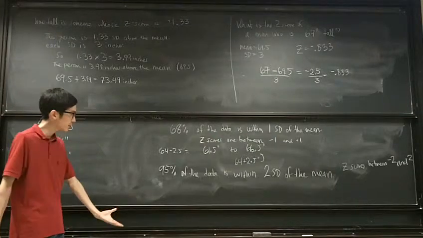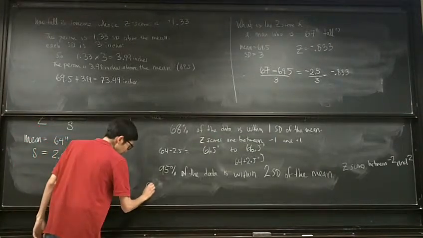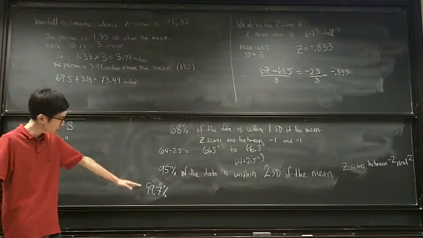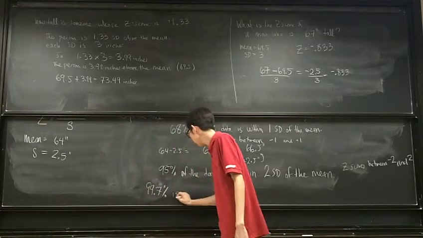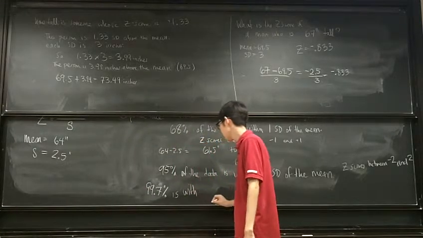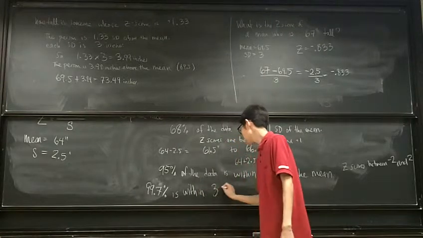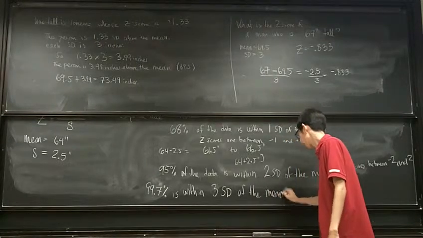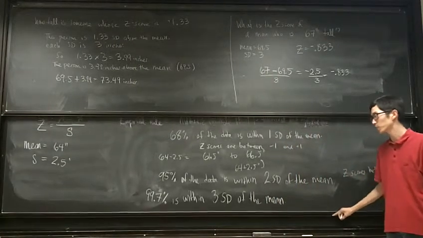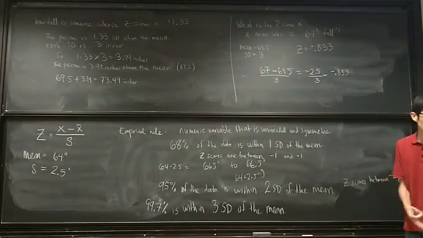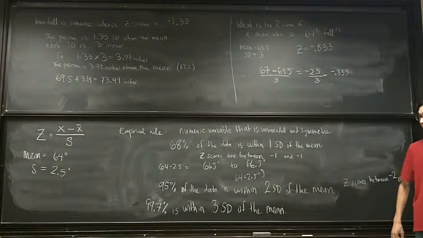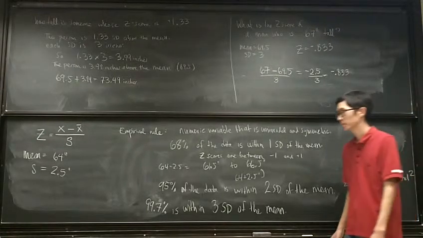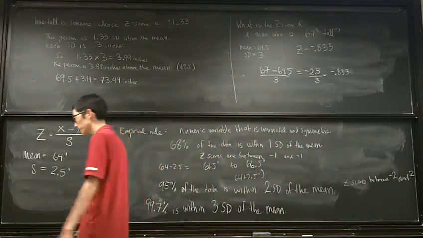And within 3 standard deviations of the mean, 99.7%. So almost everybody. This is almost 100%, but not quite. 99.7% is within 3 standard deviations of the mean. So if I go 3 standard deviations above or below, I get almost everybody. And that's the empirical rule.